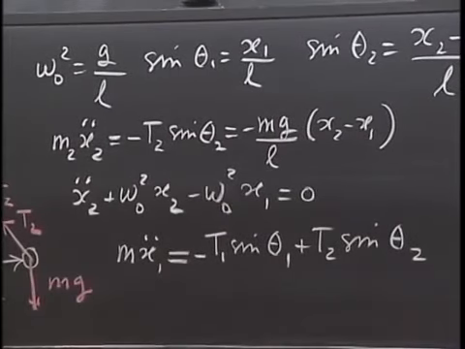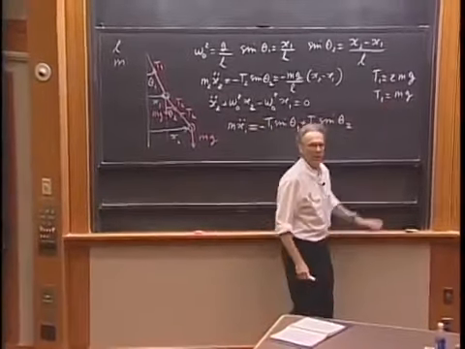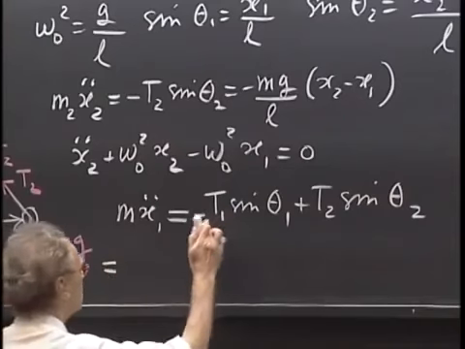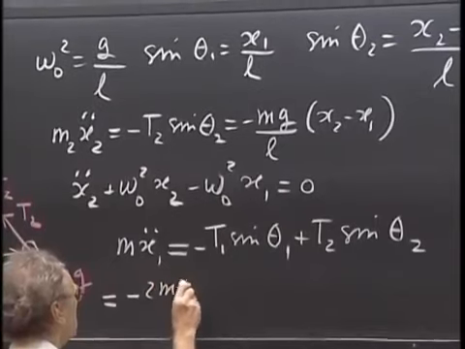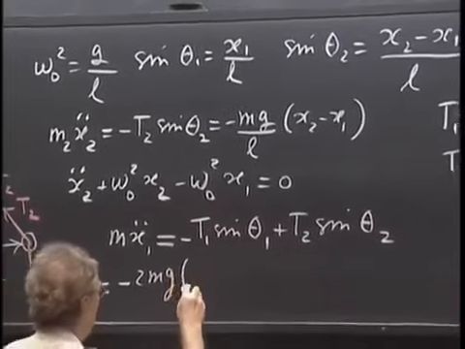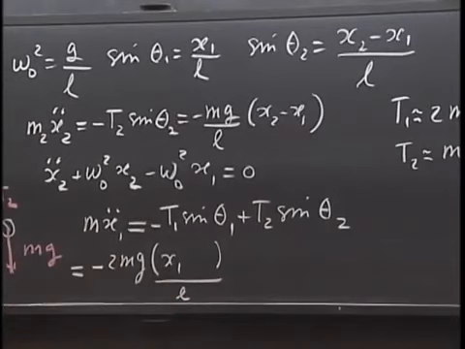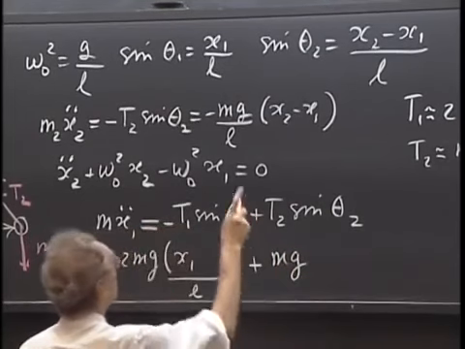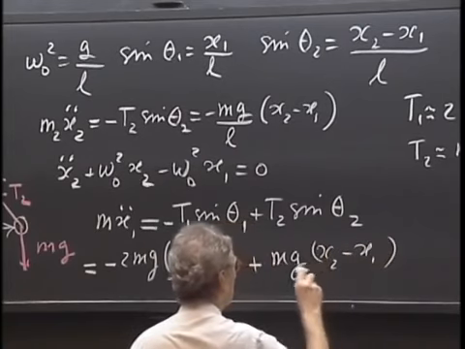And so I'm going to substitute in there now the sines, and I'm going to substitute in there T1 equals 2 mg and T2 equals mg. So this becomes equal to minus 2 mg times the sine of theta 1, which is x1 divided by L. And then I get plus T2, which is mg, times the sine, x2 minus x1 divided by L.